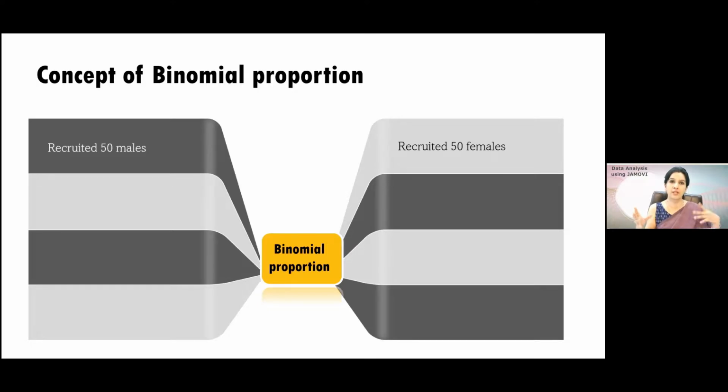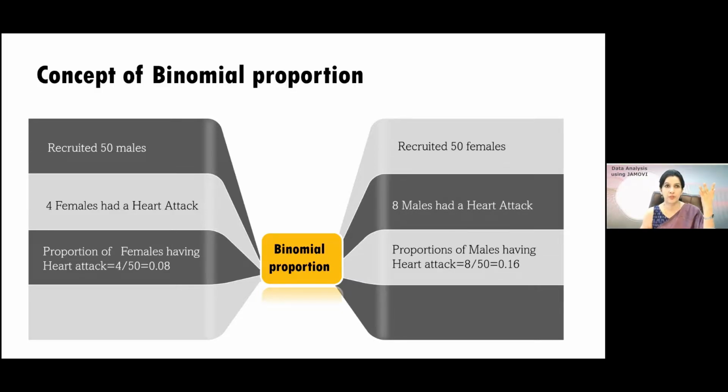So I have recruited 50 males and 50 females, maybe from different sources. And then if I want to see, like, 4 females had a heart attack, sorry, just ignore this female and male, it is a reverse. So 4 females have a heart attack and 8 males had a heart attack. In the top, read it as female, towards the left side. This would be female. By mistake, I have written it as male, but this is female, right?